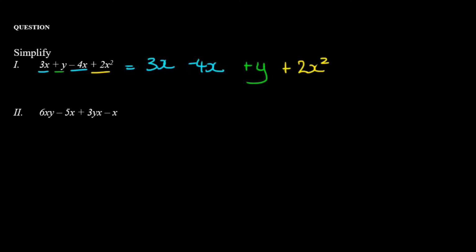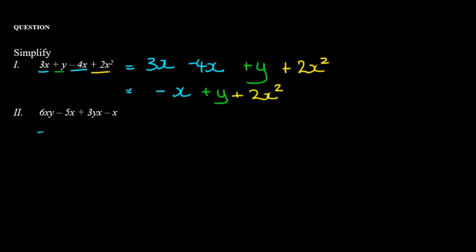Now that I have that, I can combine my like terms, because 3x minus 4x is just like saying I have 3 and I owe 4. So now I would have negative x, right? Negative 1x. Again, I can't combine any other terms with y, so I'd have to write back the plus y. And neither for 2x squared, so I just write back the 2x squared. I can't do anything more here, so simplified, it would be negative x plus y plus 2x squared.